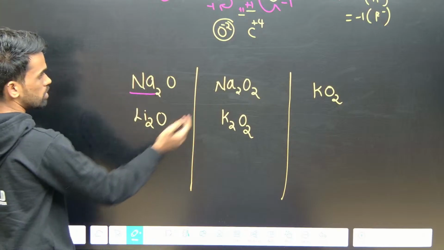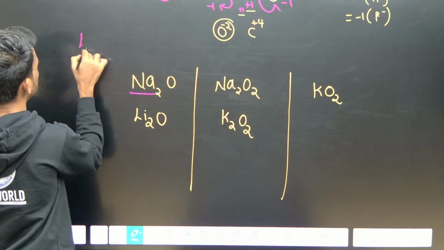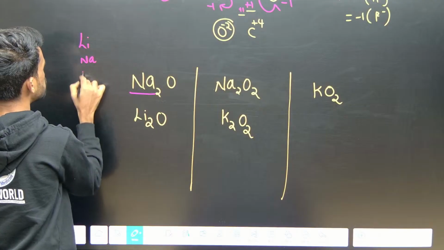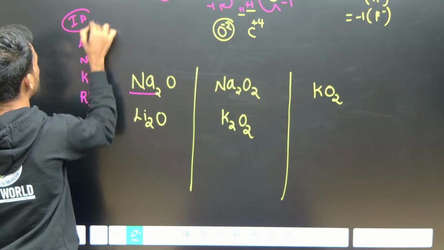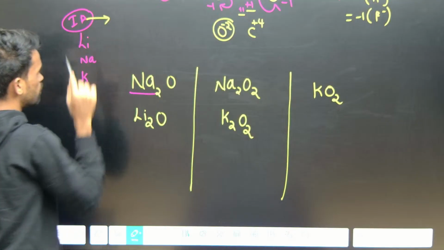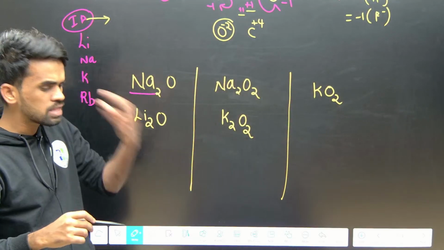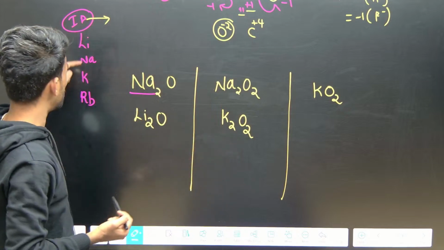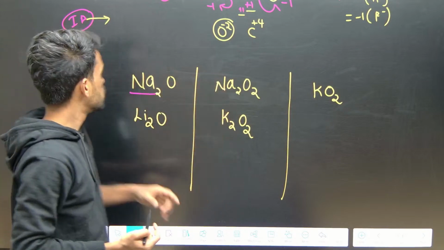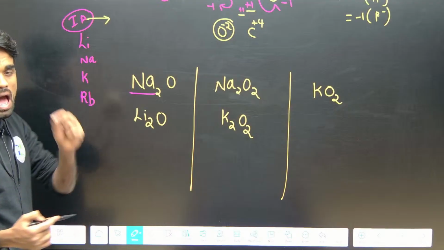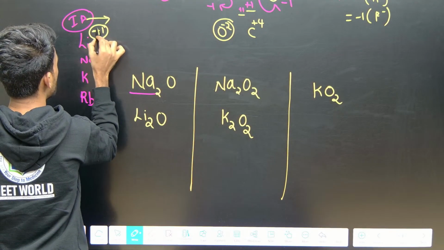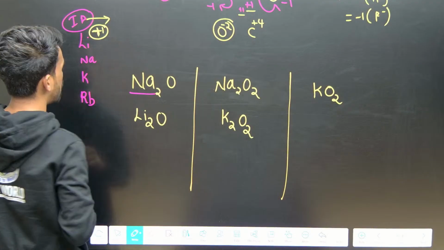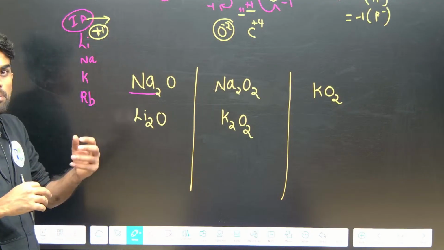See, if you observe in all these examples, lithium, sodium, potassium, rubidium, all these are what? First group elements, first A elements. Now for first A elements, whenever they are combining with any other element, these alkali metals will have positive charge. What is the charge on them? Plus 1 charge. All alkali metals will have plus 1 charge in their combined state.